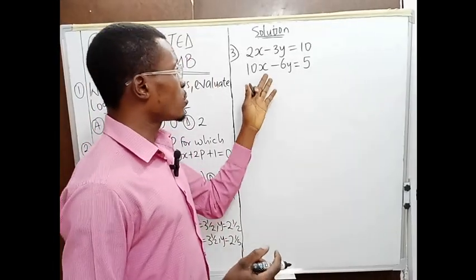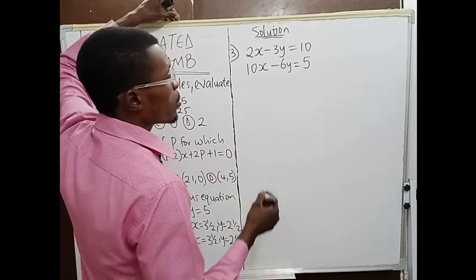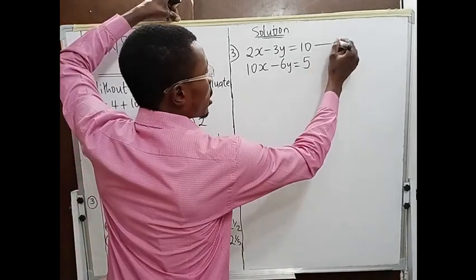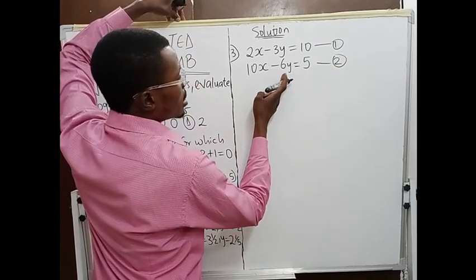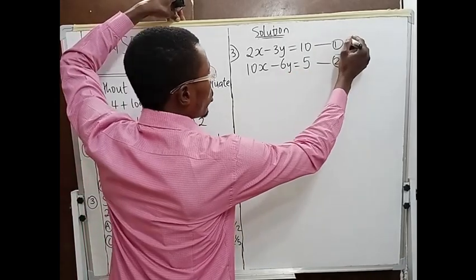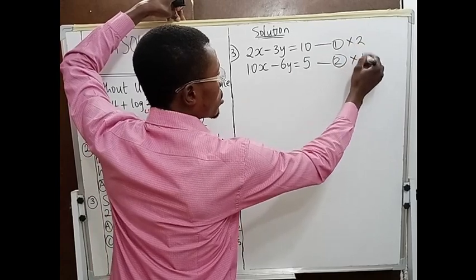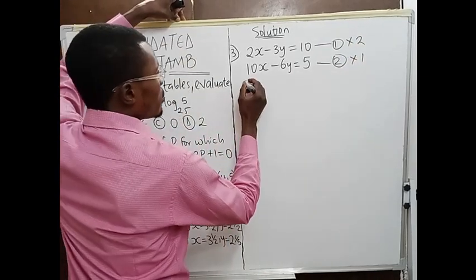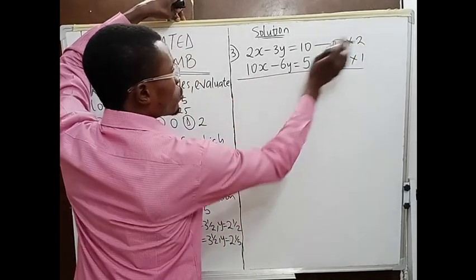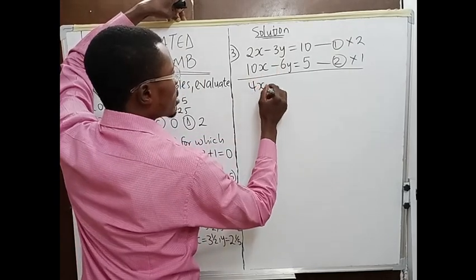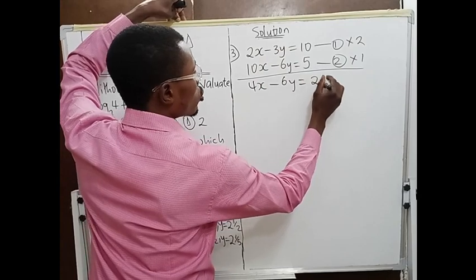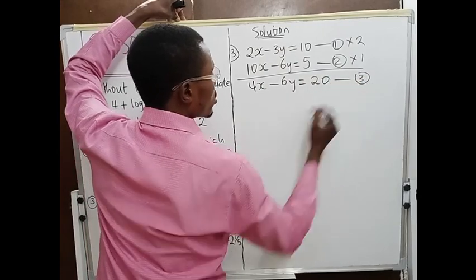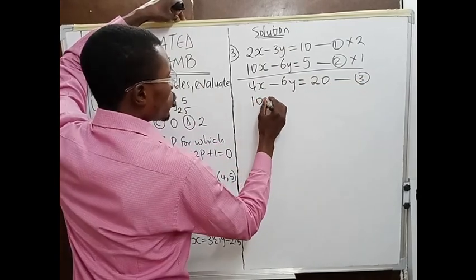Now move to number 3. For number 3, we are to solve this equation simultaneously. I'm going to go by the elimination method. Here call it 1, here 2. I want to eliminate the terms of y. So I multiply here by 2. Here remains. When I multiply, I have 2 times 2x, 4x, minus 2 times 3y, 6y, equals 20. This gives me a new equation. Let me call it 3. I still have my equation 2 here.